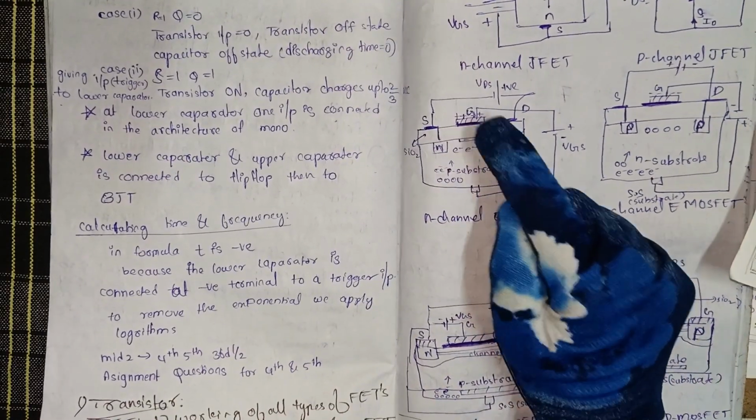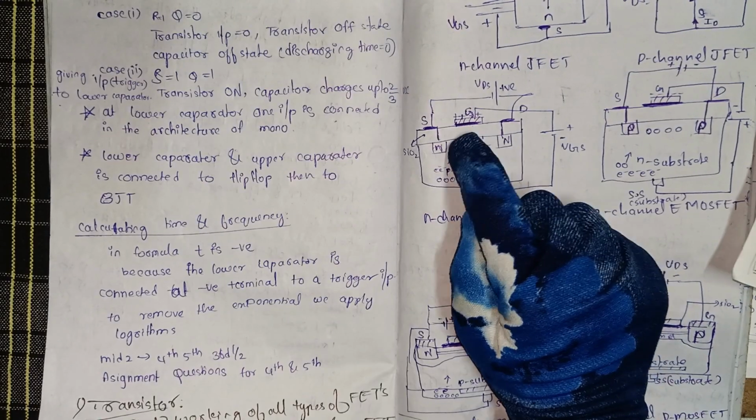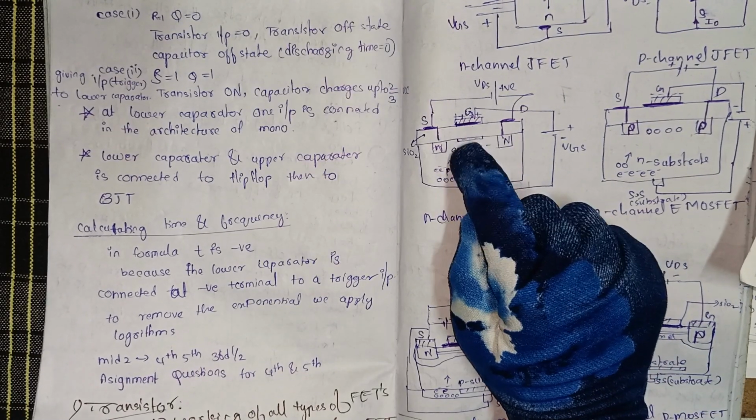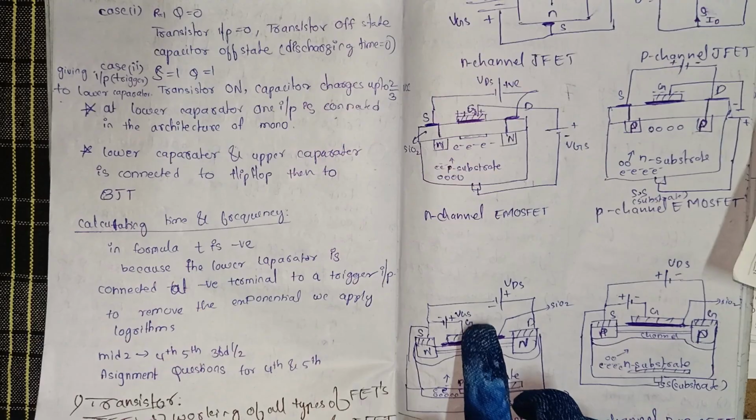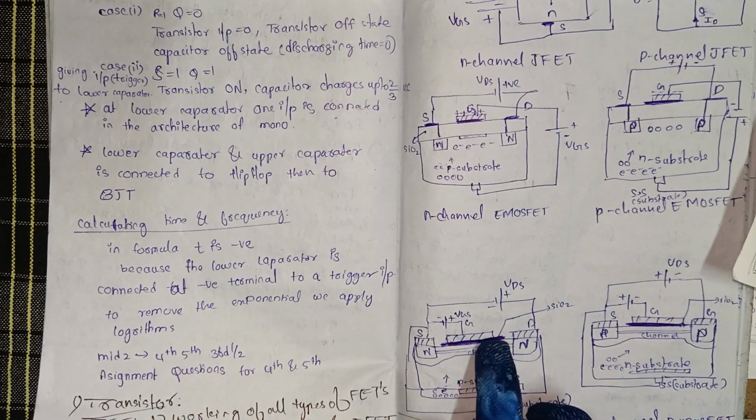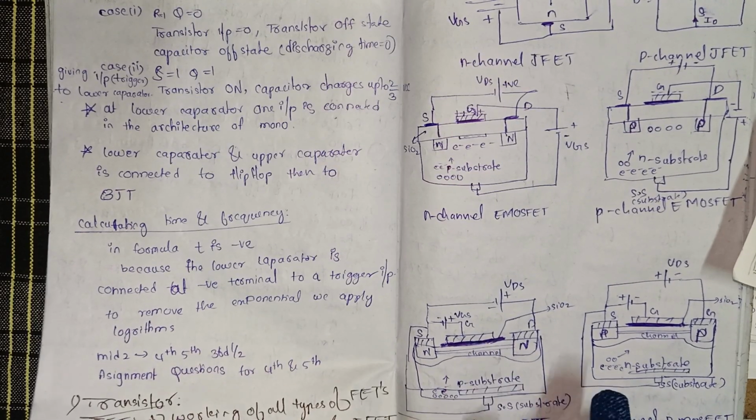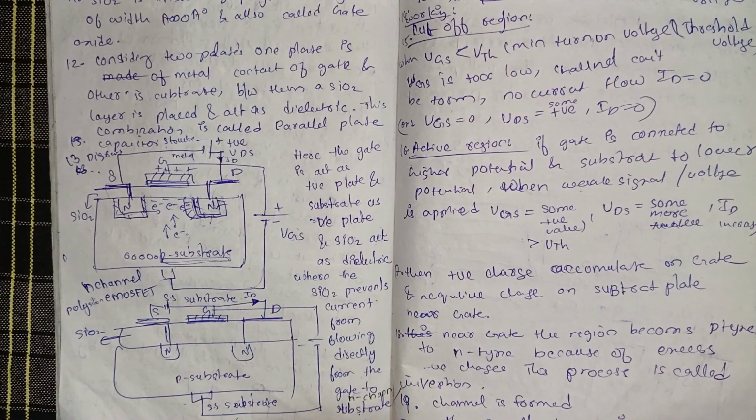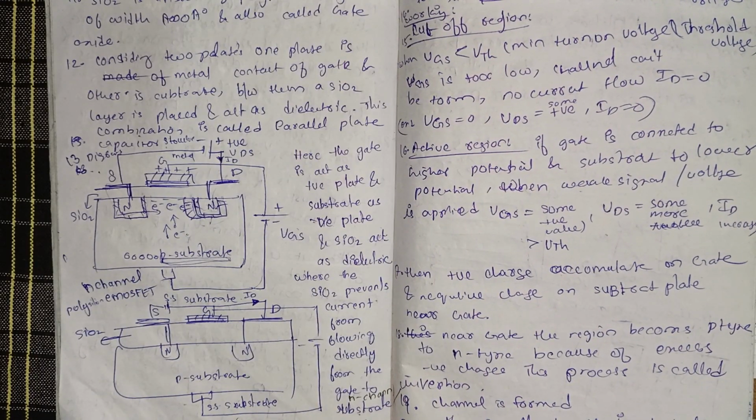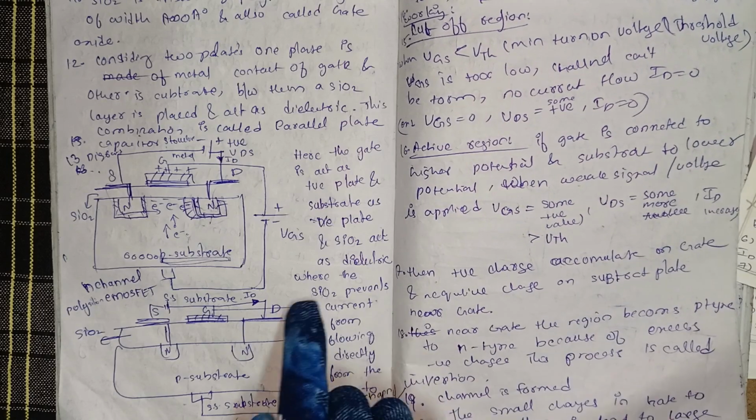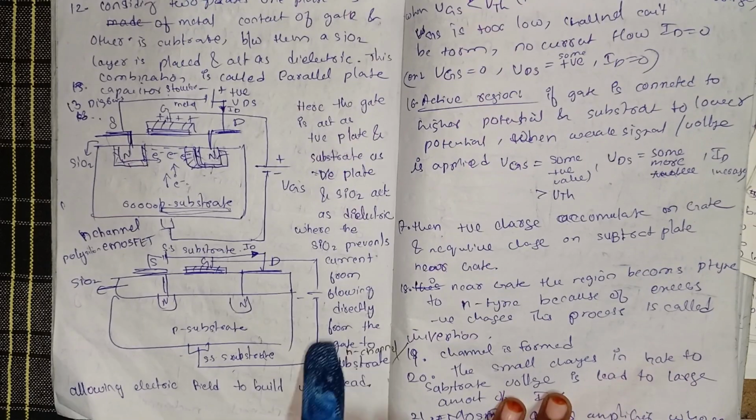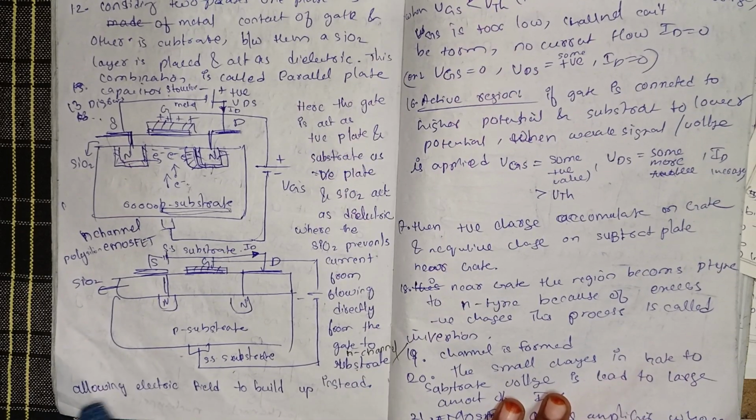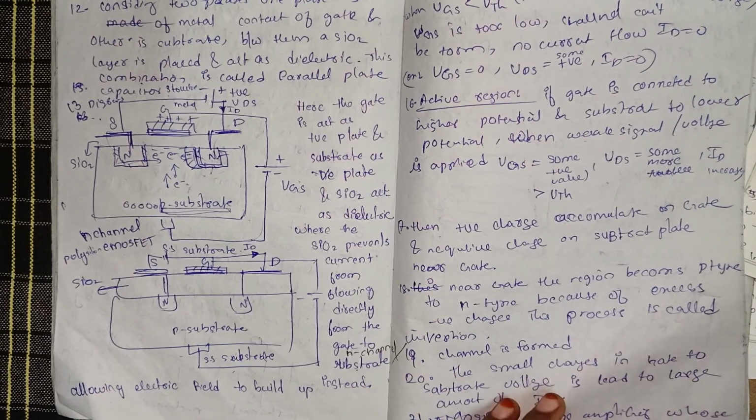Here are the gate, silicon dioxide and the P substrate. Above the channel there is a P substrate. The silicon dioxide prevents current from flowing directly from the gate to the N channel substrate, allowing an electric field to build up instead.